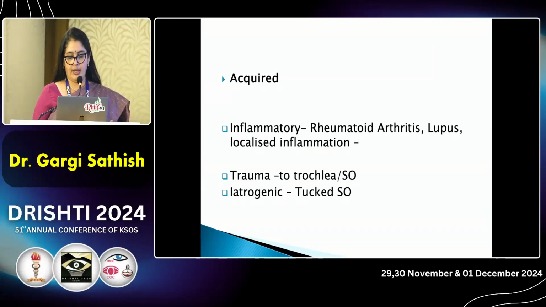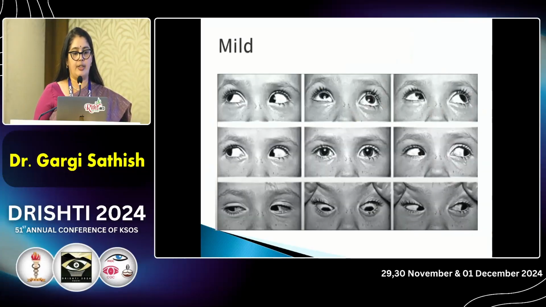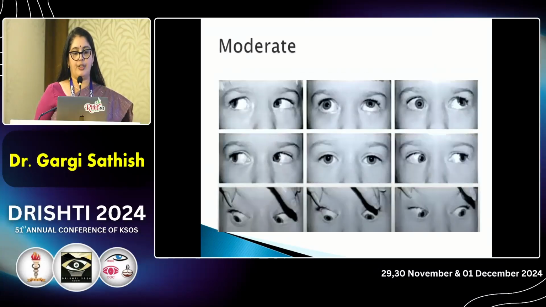post-trauma, post-surgery, etc. Abnormal head postures, very common here also. You can have a chin-up, contralateral face turn. And the patients may classically complain of a click or a snap felt in attempted elevation in adduction. So, Browns can be mild if in primary position and in the lateral gaze, the eye is remaining without any deviation, and the problem is arising only in the elevation.